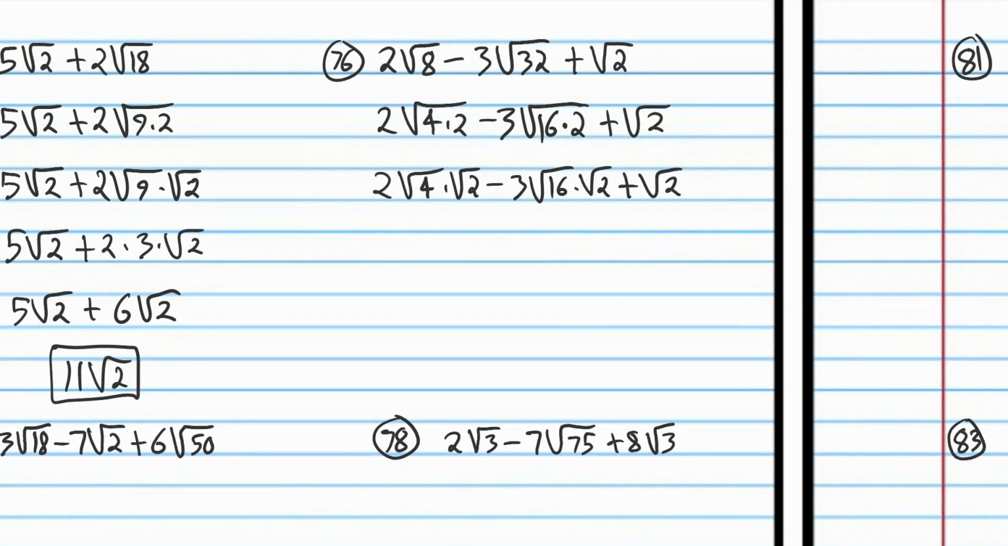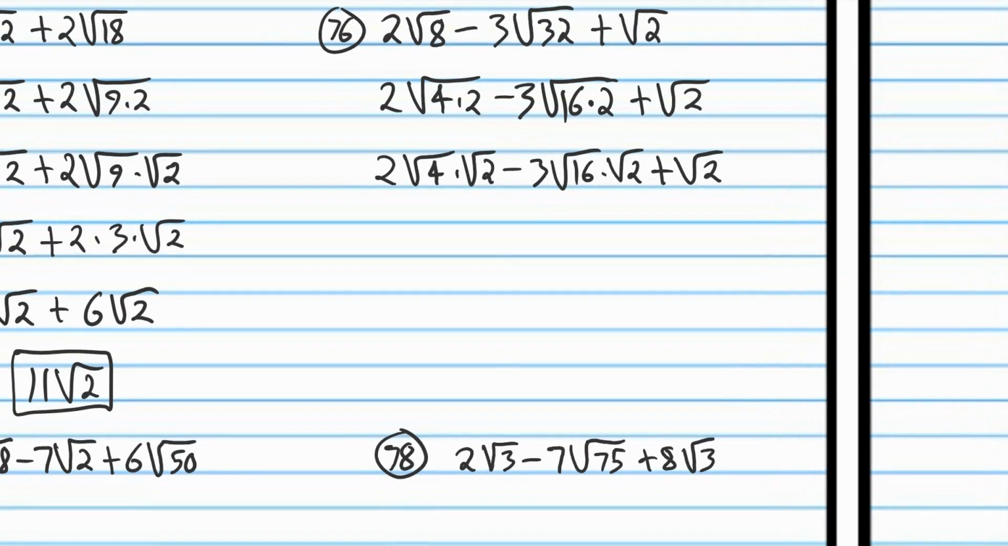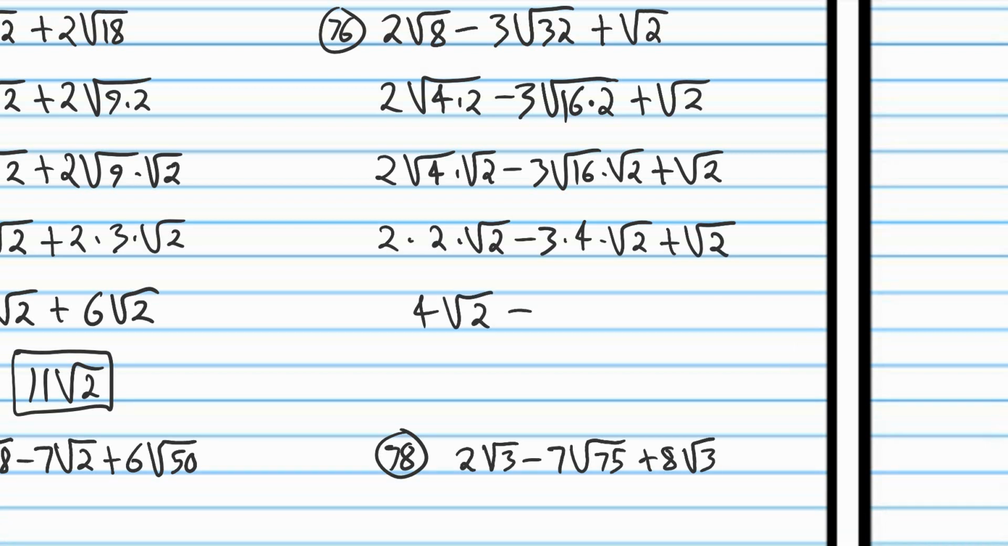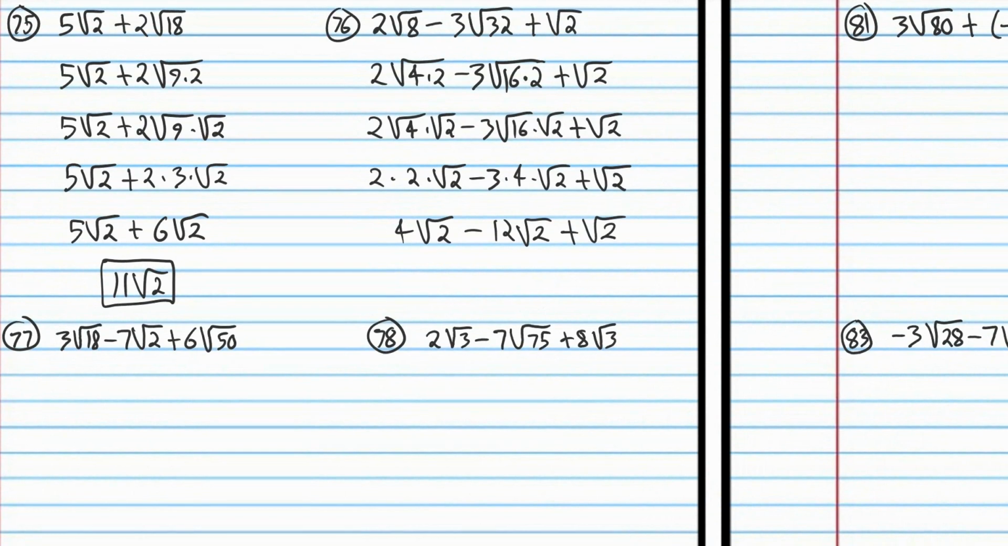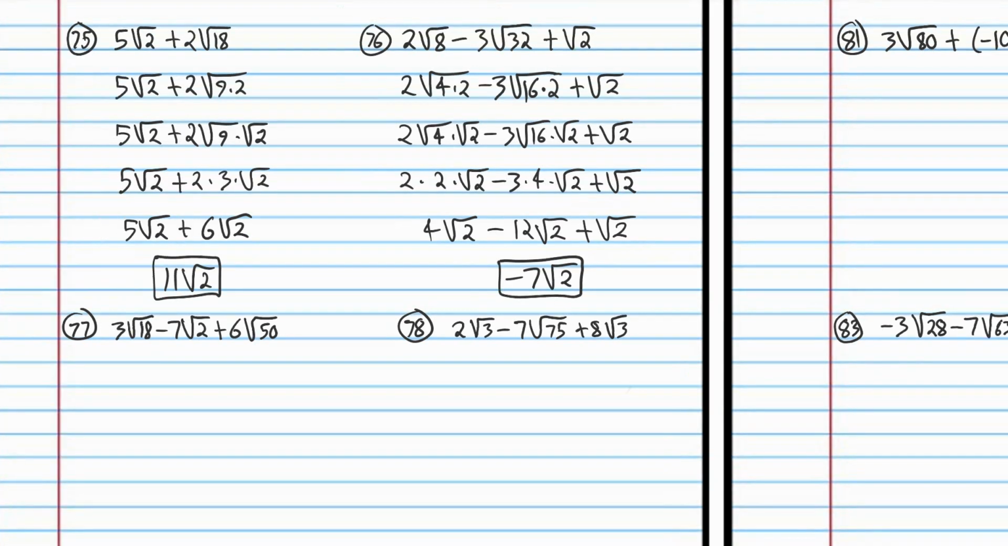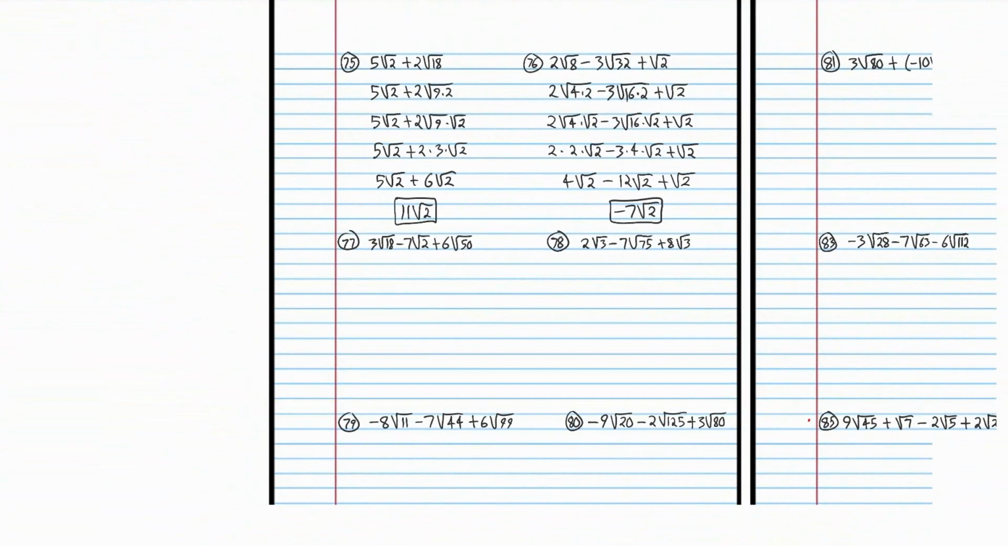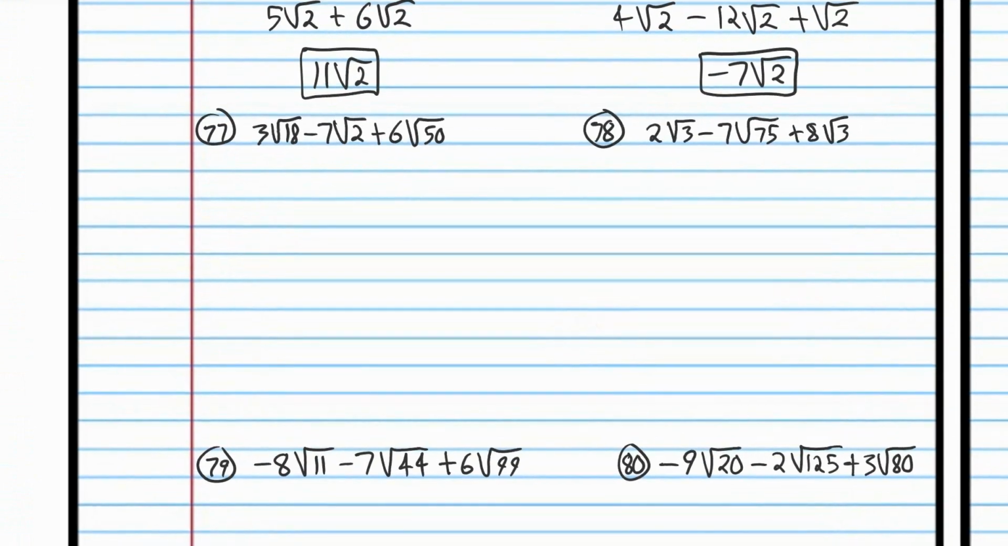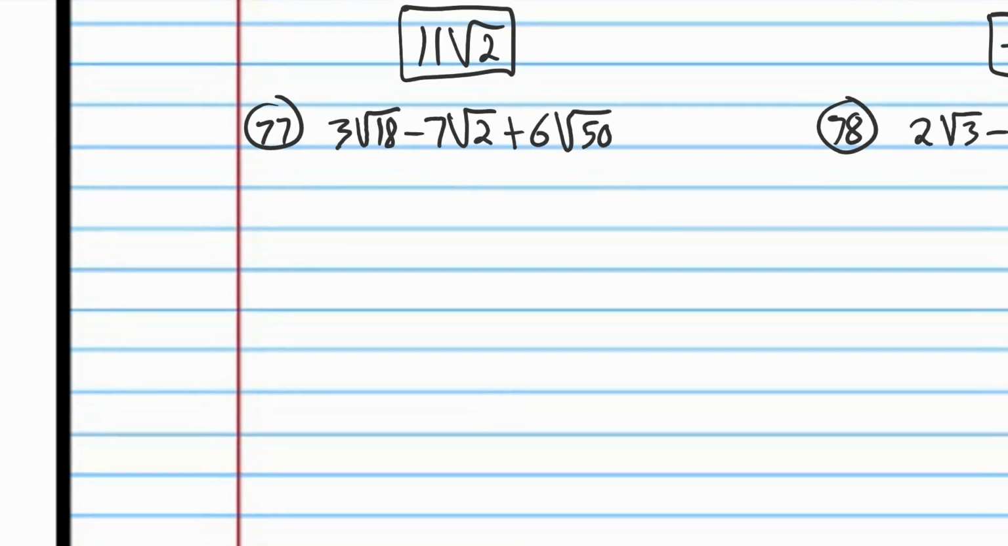Square root 4 is 2. Square root 16 is 4. And then we're just going to combine the factors. 2 times 2 is 4. 3 times 4 is 12. And now you can see that we have root 2's. So 4 root 2 minus 12 root 2 is negative 8 root 2. Negative 8 root 2 plus 1 root 2 is negative 7 root 2. Again, it's extremely important for you to understand that this is 1 root 2, even though there's no 1 coefficient. So if you got that answer, good job. On to number 77. Try 77, and when you come back, we'll do it together.